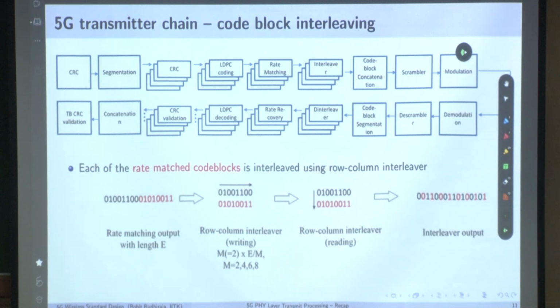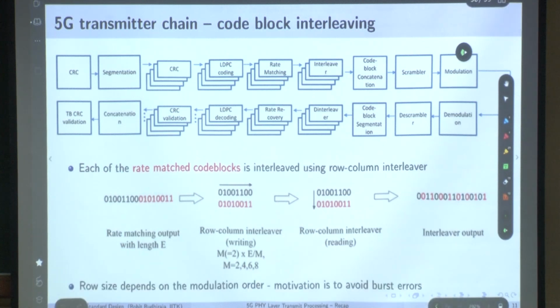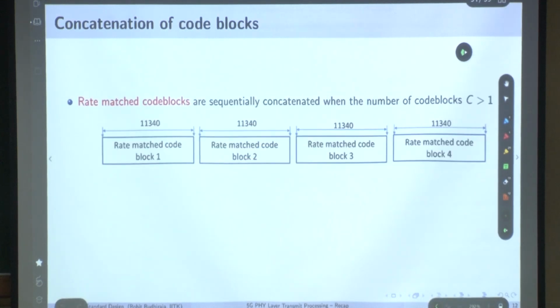I'm going to tell you how it is handled at the receiver. Again, please don't search the standard for the receiver. The row size depends on the modulation order. The motivation is to avoid burst errors. We have seen how burst errors are avoided. Burst errors will happen here, so all these contiguous bits will be in error, but when you de-interleave them, the burst error will get spread over.